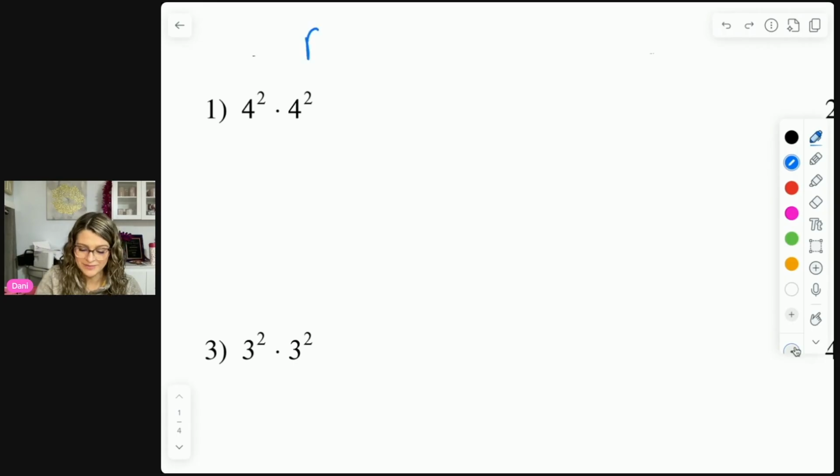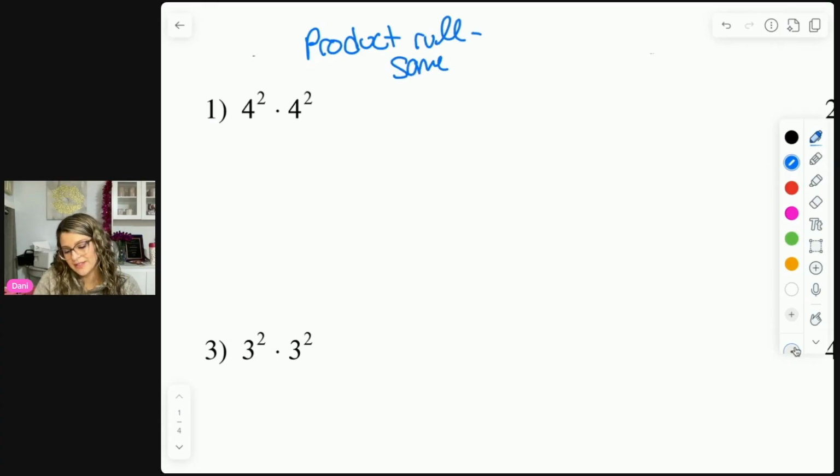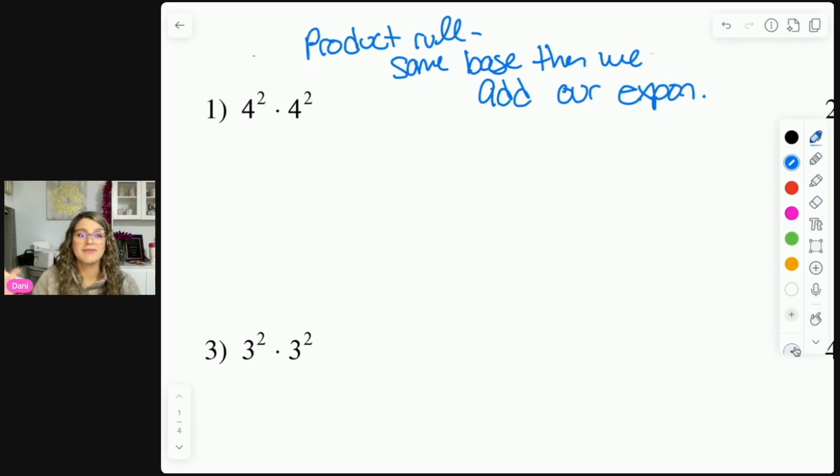So when we have product law, or product rule, it means we have the same base, and maybe different exponents, maybe the same exponents, but the base needs to be the same. When that happens, then we add our exponents. And again, I proved that in a previous video. We're just getting nitty-gritty down into it, okay?